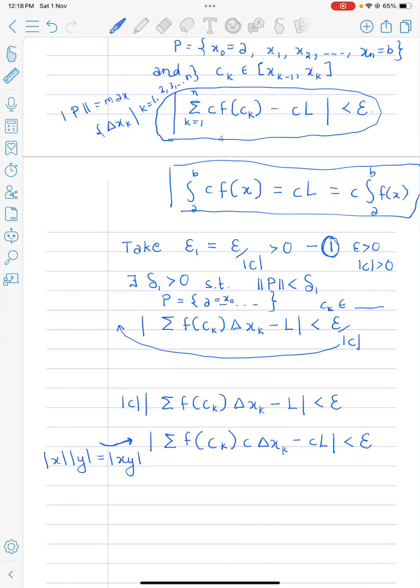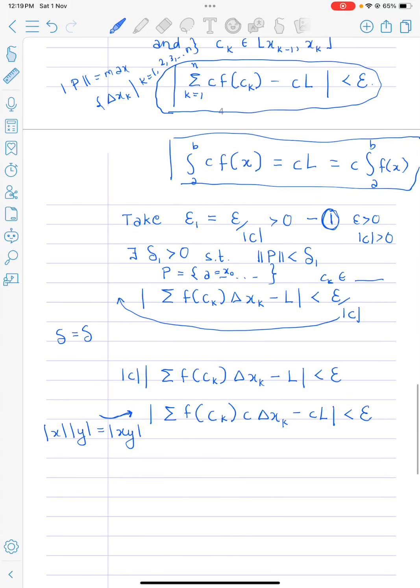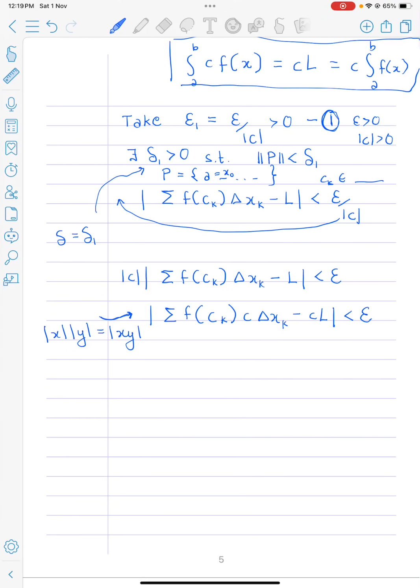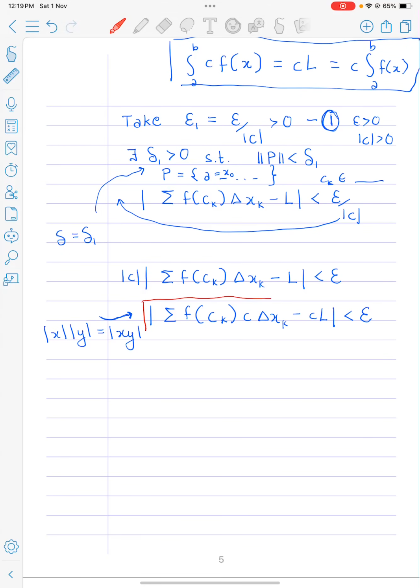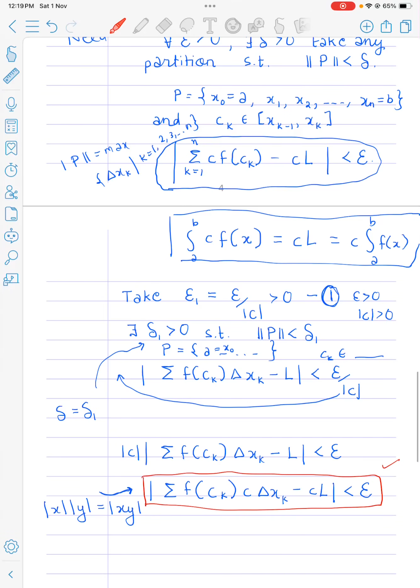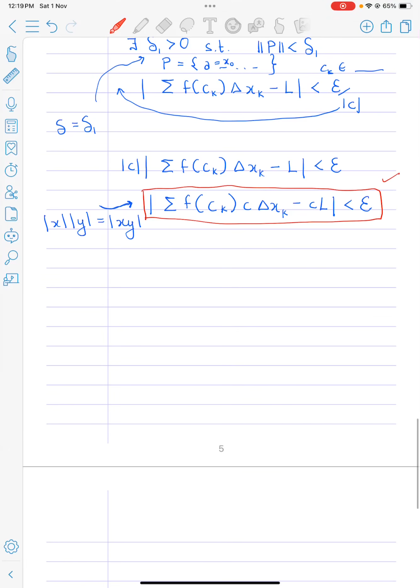And what is the delta? Delta is obviously just delta 1. This one is done. This one we wanted to prove, we actually have proven it. So this one is proven, but there is one note.